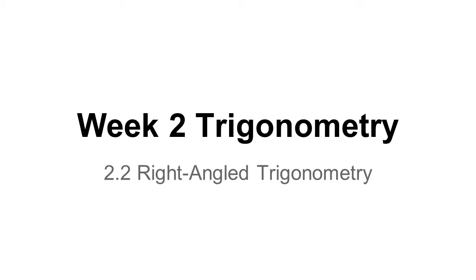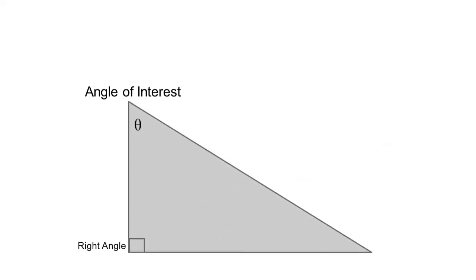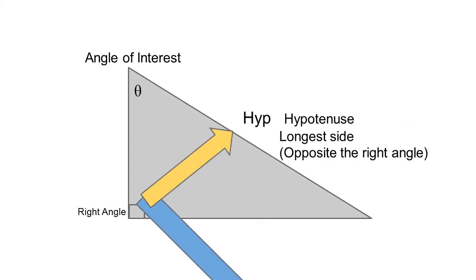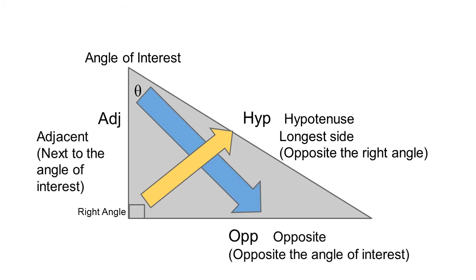Trigonometry in right-angled triangles. In a right-angled triangle, there are a number of ratios that we can talk about, and to do that we need to establish a vocabulary.